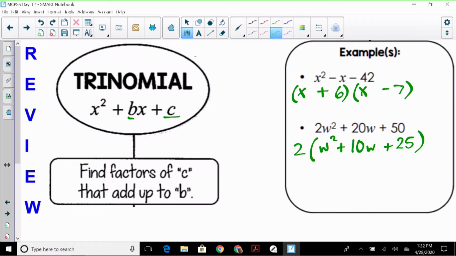Now we go through the same process of finding two numbers that multiply to give us c and add to give us b. Those two numbers are 5 and 5. So that becomes w plus 5 and w plus 5, bringing our 2 down. And since we have the same thing twice, we can rewrite that as w plus 5 to the second power, bringing that 2 down. So that's reviewing trinomials.